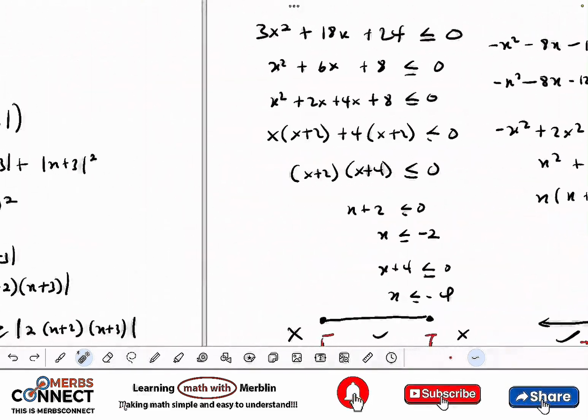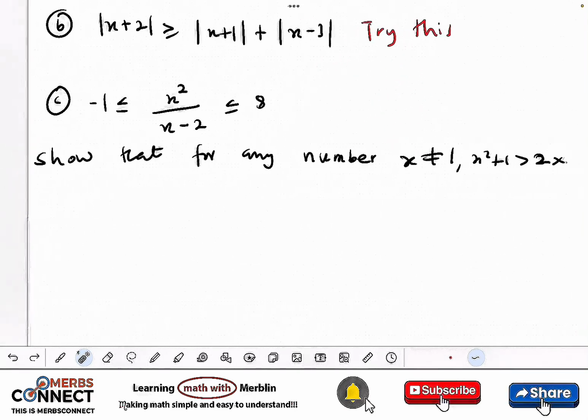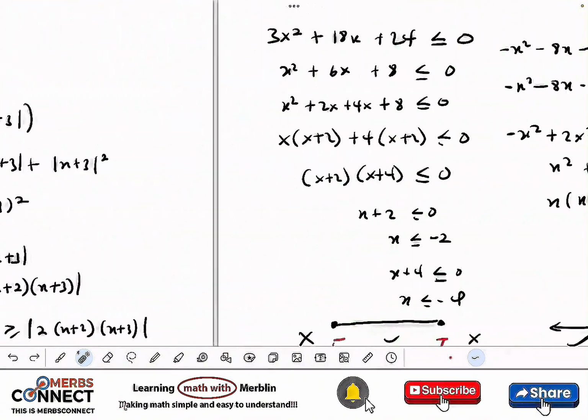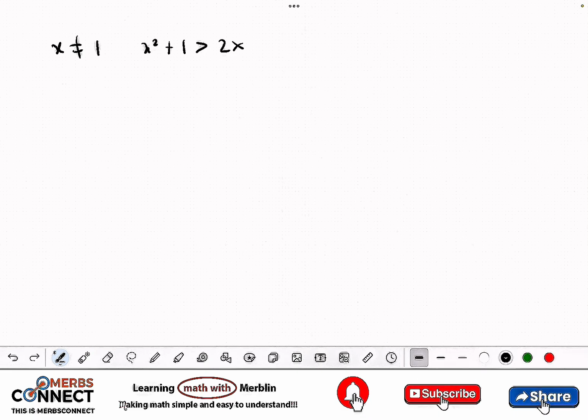So now let's look at the last question. We want to show that if x is not equal to 1, then this is greater than 2x, right? So we want to show that if x is not equal to 1, then x squared plus 1 is greater than 2x. So this is what I'm going to do.